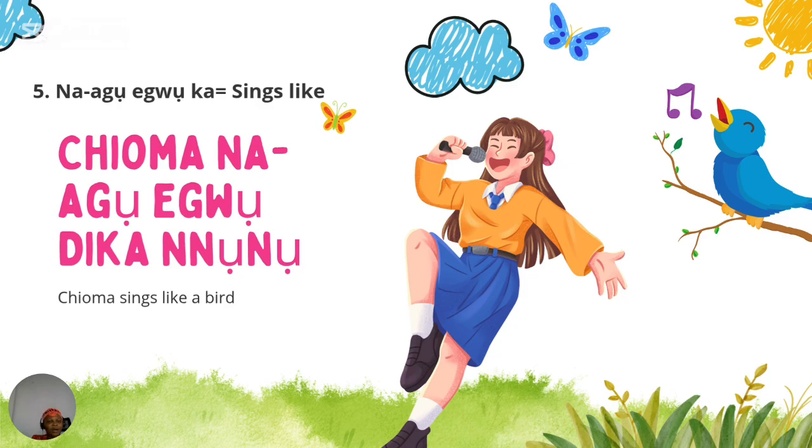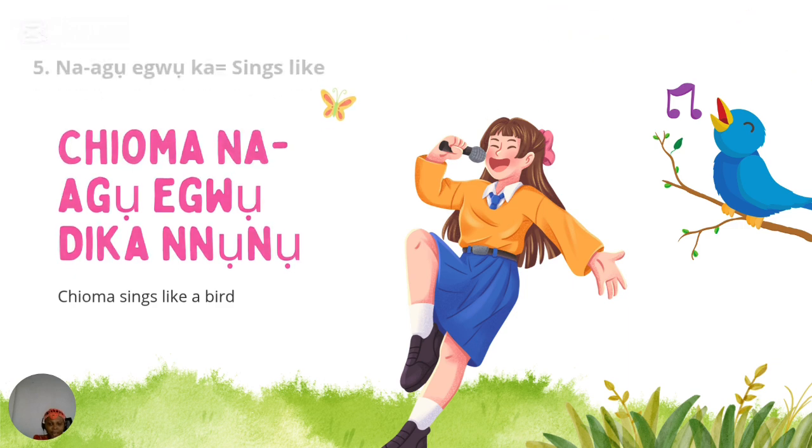This one says na-agụ egwu ka, sings like. Now, our model sentence, read with me, is Chioma na-agụ egwu dịka nnụnụ. And what does it mean? It means that Chioma sings like a bird. Can you see the way she's joyfully singing? So we're comparing Chioma to a bird because of how she sings.